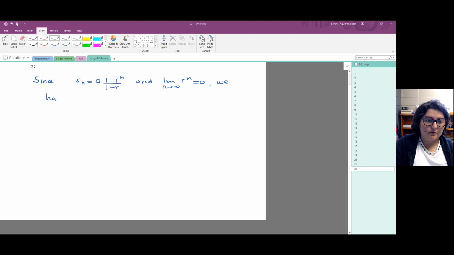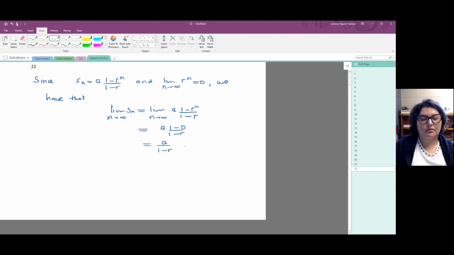We have that the limit of Sn as n goes to infinity is a number we can find because we do 1 minus the limit of r to the n and then divided by 1 minus r. So we obtain a times 1 minus 0 divided by 1 minus r, and that's a divided by 1 minus r.